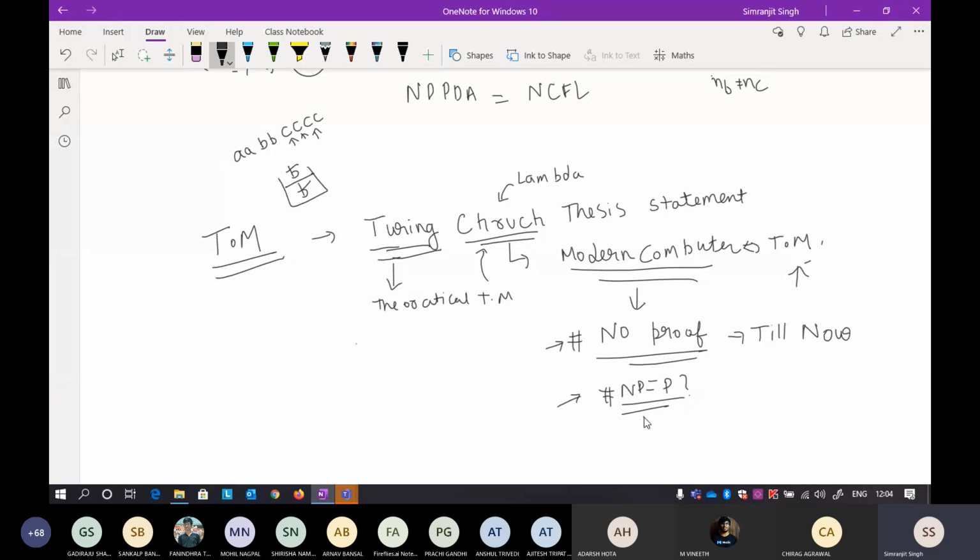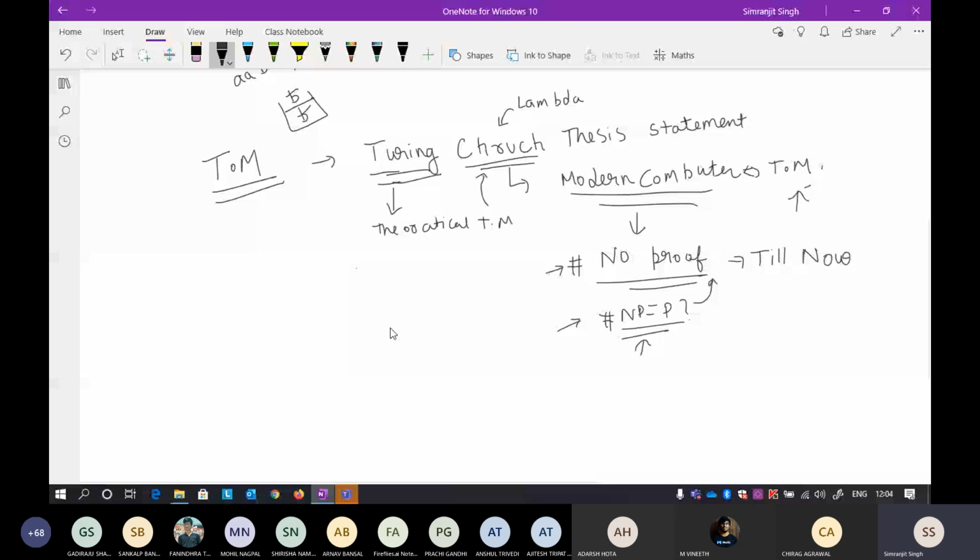There are many problems here. First, if you are able to solve the problem of whether NP is equal to polynomial time, only then, in my point of view, can you answer whether a particular problem solved by a modern computer can or cannot be solved by a Turing machine. But these are two very popular open problems right now in computer science. You can also try to solve them.